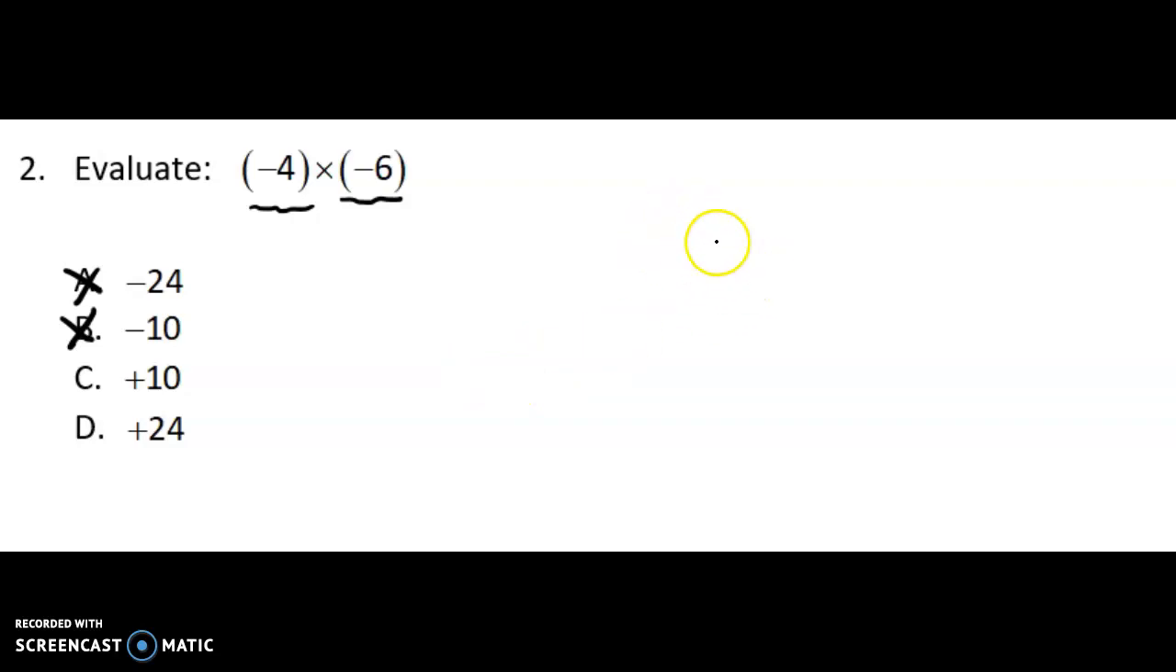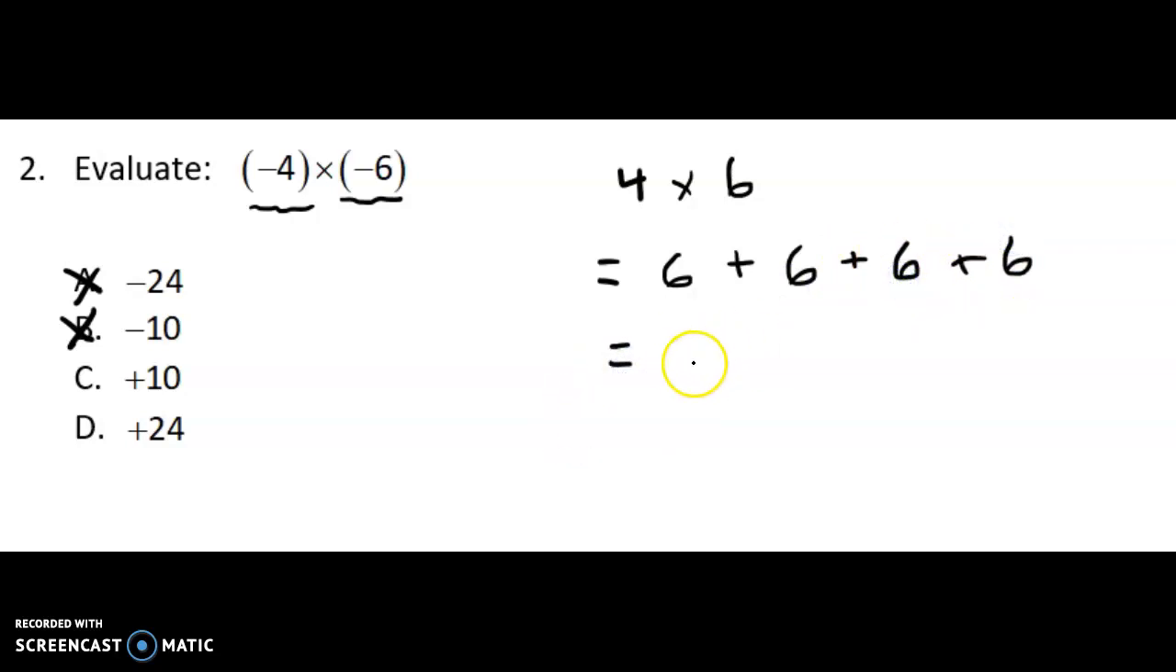Now, in order to explain how the multiplication is going to work here, let's just consider 4 times 6. 4 times 6 would mean we'd have 4 groups of 6. In other words, 6 plus 6 plus 6 plus 6. And if we add those together, we get 6 plus 6 is 12. That's these two. We grab these two, we get 12. And 12 plus 12 is 24.